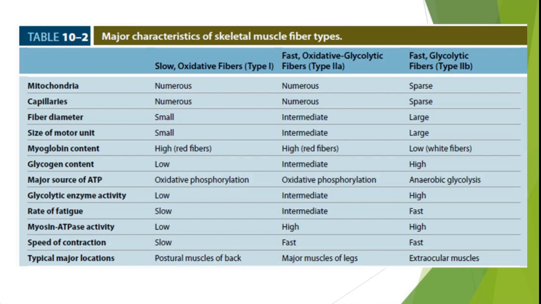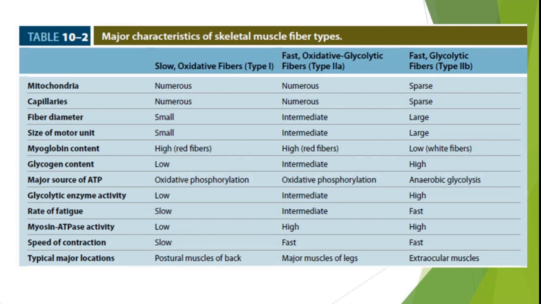Next, the major characteristics, major types of skeletal muscle fibers. So we have different types of fibers that can be identified in skeletal muscle. For the differentiation of the muscle fiber types in the skeletal muscle, we have two criteria. Number one, their maximal rate of contraction. Is it fast or slow? And pangalawa, the major pathway of ATP synthesis.